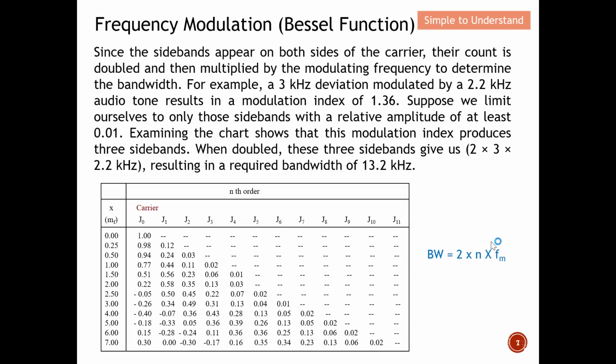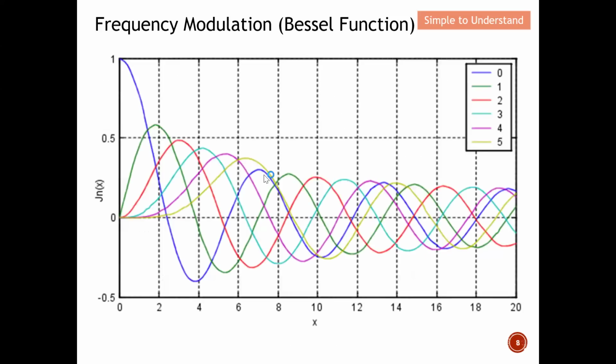This will give us the n value, and from here you can easily compute the bandwidth. This is what we have discussed earlier on, but I would like to go a little bit in depth on this graph. For example, when the modulation index equals 1, I replace this with a dashed line over here.